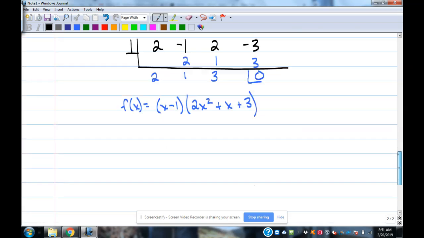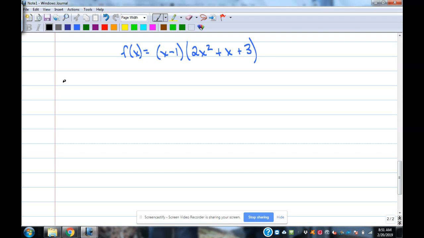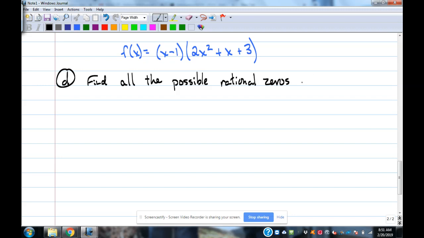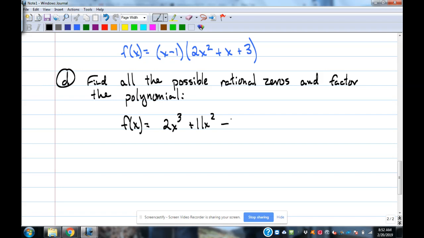Okay. The next thing that we talked about in Algebra 2 were possible rational zeros. Okay, so we're going to find all the possible rational zeros and factor the polynomial. Okay. So here's our polynomial. 2x cubed plus 11x squared minus 7x minus 6.